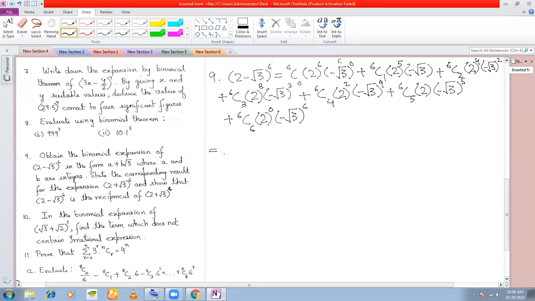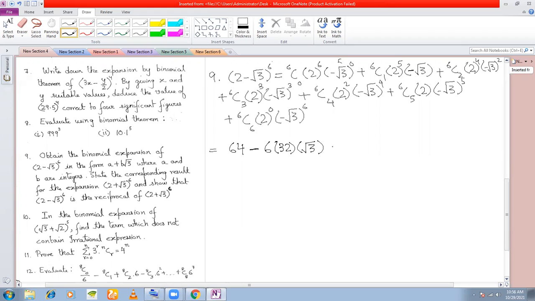Okay, so now how to simplify this? 6c0 is 1, 2 to the power of 6 into minus root 3 to the power of 0 is 1. So you simply get 2 to the power of 6 here, which is 64. You can calculate 2 to the power of 6, so this is 64. Let me write directly. Okay, next you have the next term. If you see, you have a minus sign here, so this combined to give you a minus sign here. 6 into 2 to the power of 5 is 32, and you have a root 3. We write root 3 as it is.